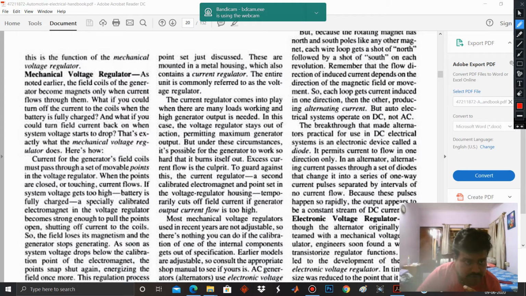So what if you could turn off the current at the field coils when the battery is fully charged? When the battery is fully charged, we do not direct the current to the battery. What would happen if you could just turn the field coils off? And what if you could turn the field current back on when the voltage starts to drop? This is exactly what the mechanical voltage regulator does. So let us see the process.